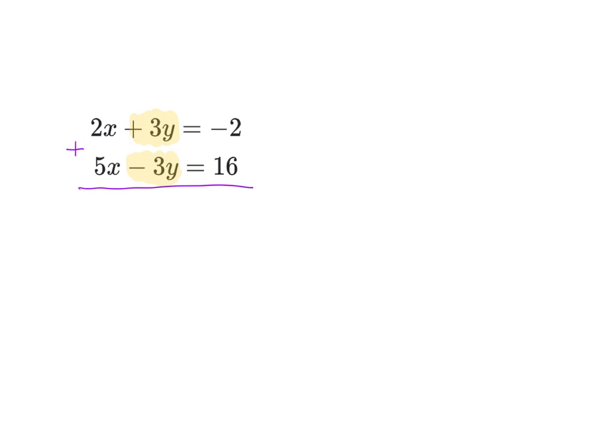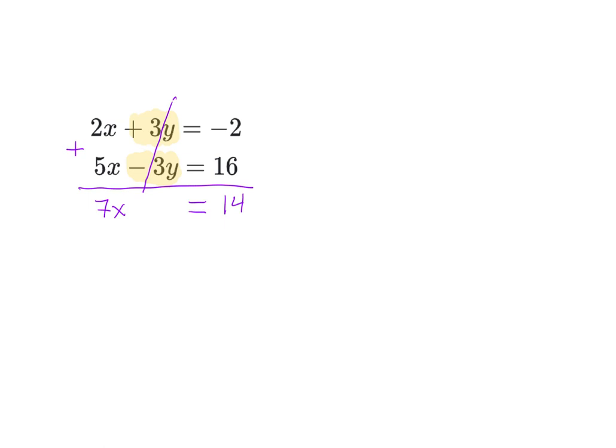So, when we add our x's together, we have 2x plus 5x, and that gives us 7x. Right here, we have 3y plus negative 3y. That's going to cancel out. Those eliminate each other. The equal sign stays where it was. And lastly, we have negative 2 plus 16. That's like saying 16 minus 2, so that's 14.